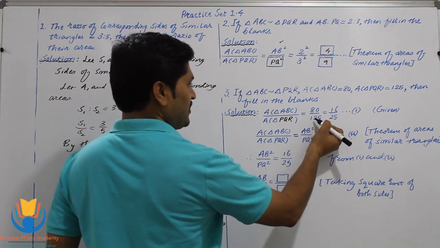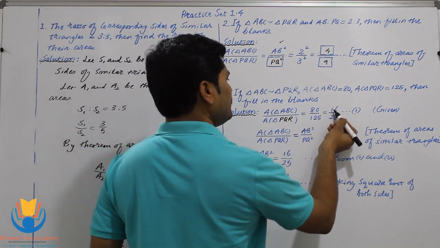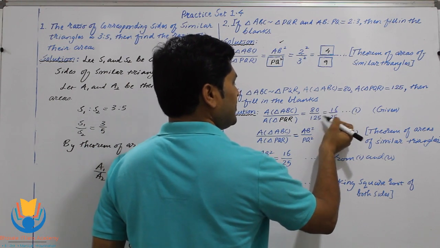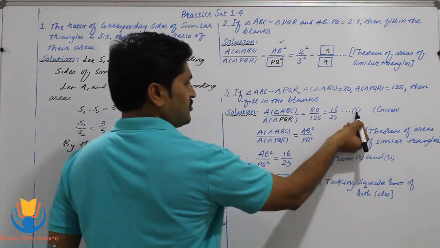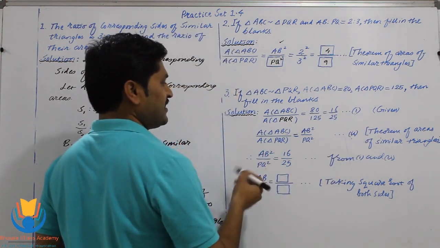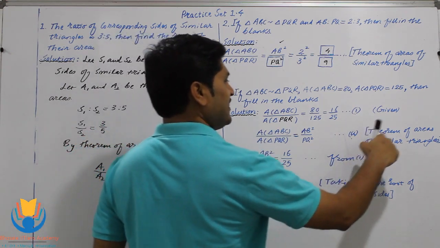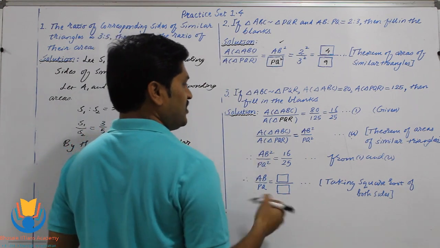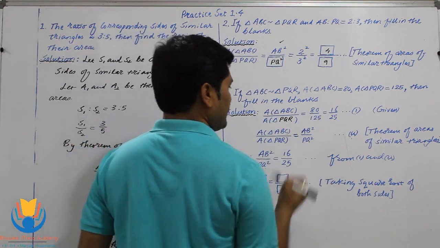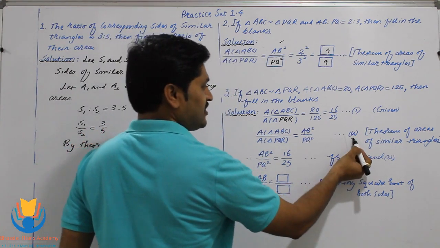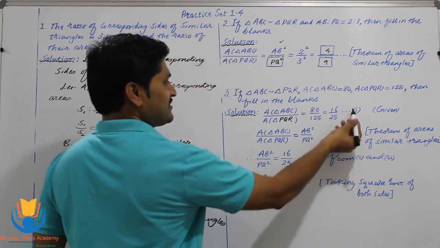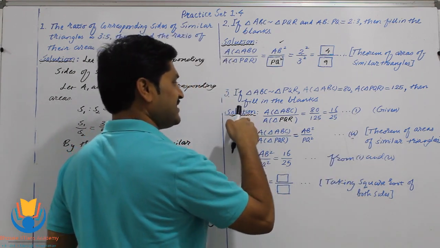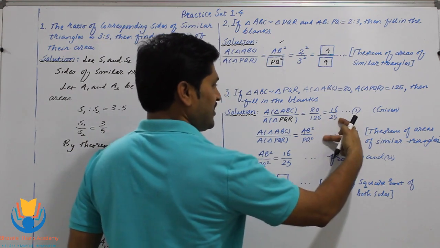So they substituted the value and they divided numerator and denominator by 5 each. So this is equation first. Similarly, we have to use the theorem of areas of similar triangles. So area of triangle ABC upon area of triangle PQR is equal to AB square upon PQ square. So they said equation number 2 for the same. So as left hand sides of those two equations are same, they equated their right hand side.